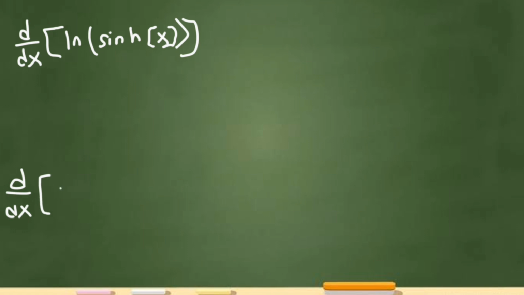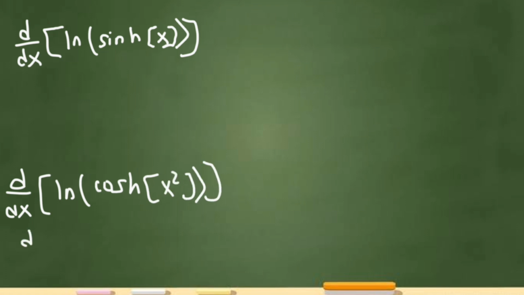And try this as well. The derivative of ln hyperbolic cosine of x squared. Just a preview. When you're finding the derivative of ln u, where u is a function of x, it's going to be u prime over u.